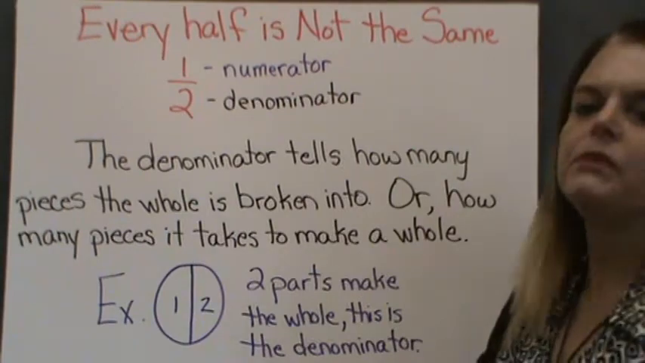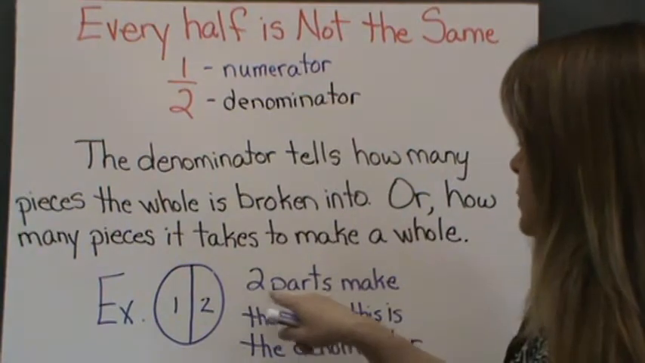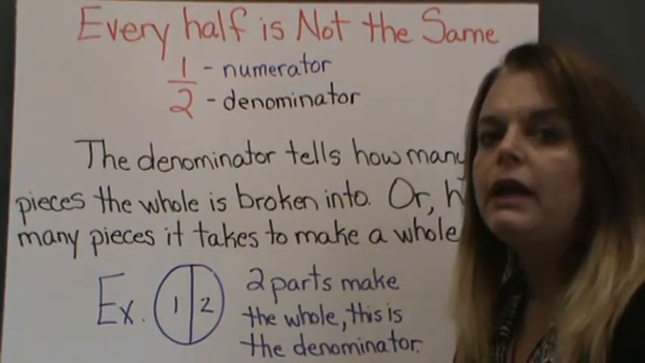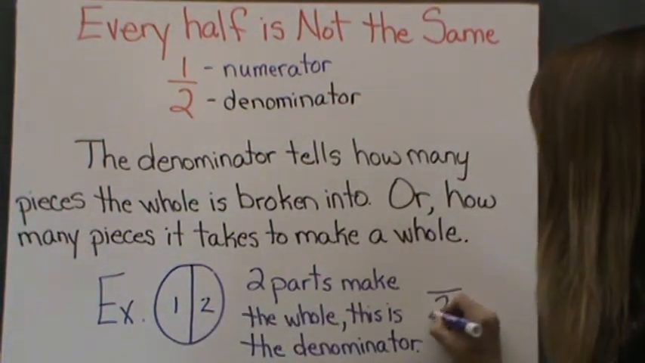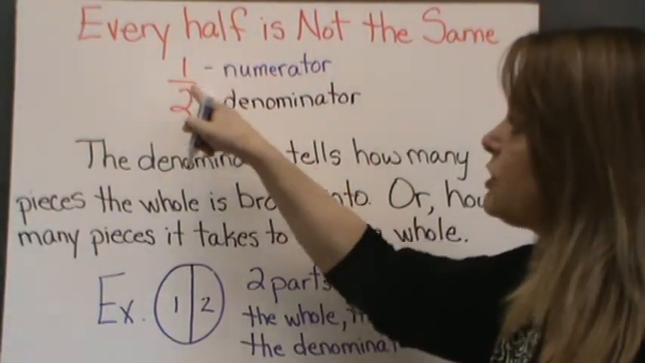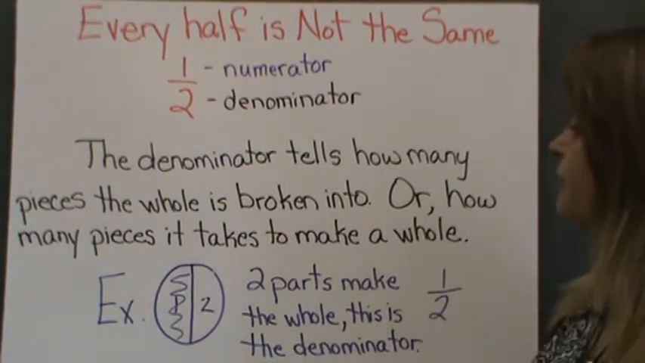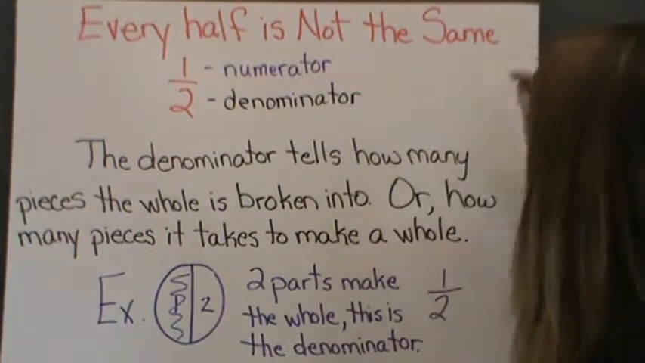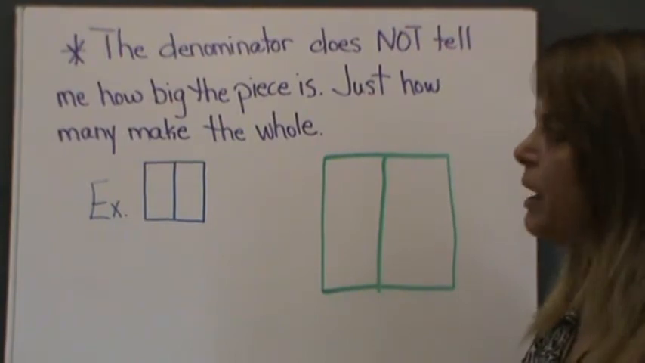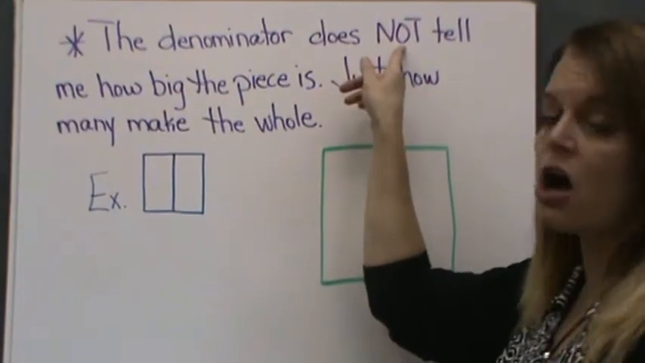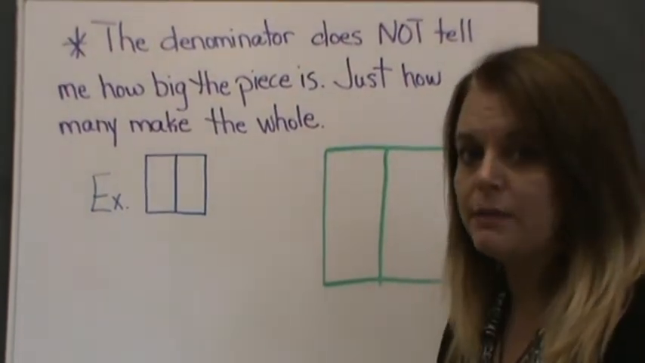Okay, here's an example. I have a circle with a line down the middle, so I have 2 equal parts. These 2 parts make the whole. It's my denominator in my fraction. So if I have 2 parts, my denominator is going to be 2. If I'm talking about the fraction 1/2, I'm talking about one of those. So my fraction would be 1/2. But the denominator does not tell me how big the piece is.